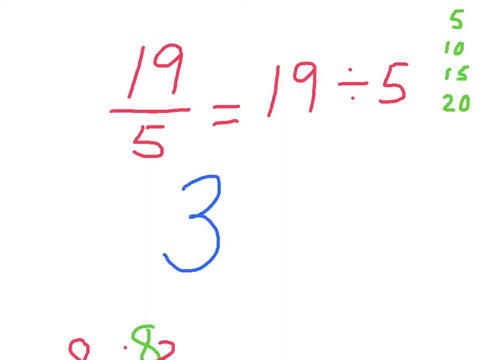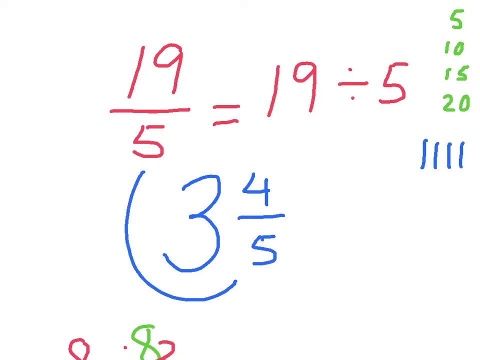But we're going to have some leftovers, aren't we? So we need to find out what the leftovers are, so we can count up: 16, 17, 18, 19. So we have 4 leftovers. And we express those leftovers as a fraction. So we have 3 lots of 5 and 4 leftovers out of those 5. Again, the denominator doesn't change. And that, boys and girls, is converting an improper fraction into a mixed numeral.